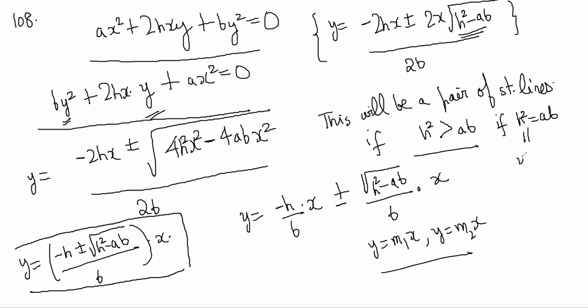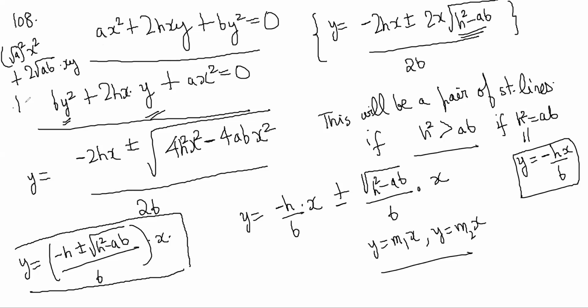Both the lines will be identical, no? Y is equal to minus h by b into x, right? In that case it is a perfect square, right? If h square is equal to ab, you can write this one as root a whole square x square plus h square is ab, so h is 2 root ab xy plus b is root b whole square y square, right?